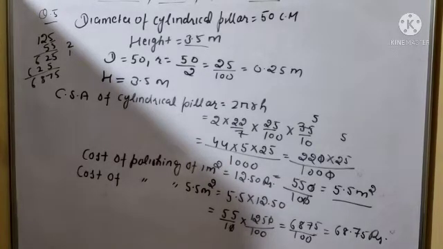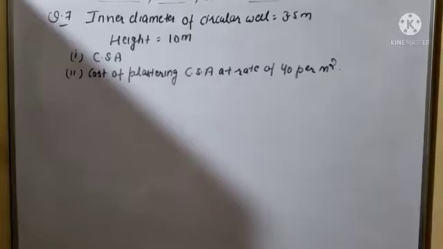So this was your question number 5. Is it clear, all of you? Yes, beta. So question number 5 we have completed. Now next question, question number 6. It is given the curved surface area of a right circular cylinder is 4.4 meter square. If radius is 0.7 meter, find the height of the cylinder.